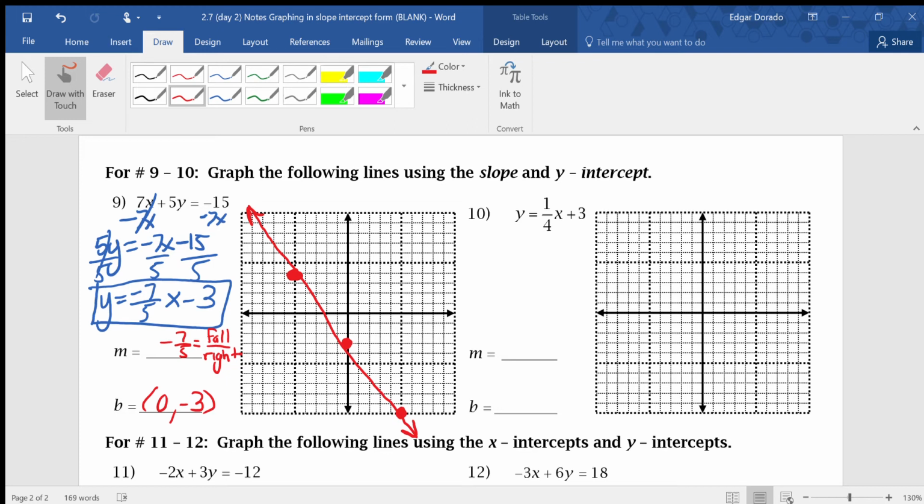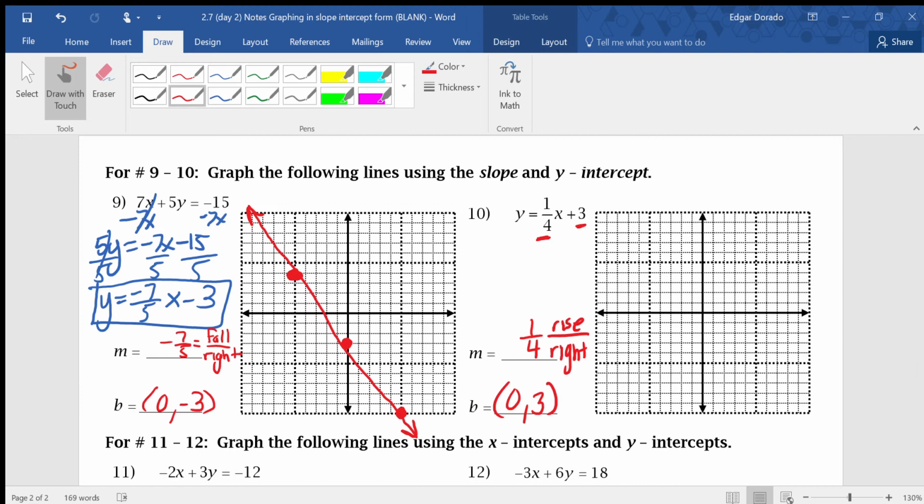Okay, next one. Well, right off the bat, I can already see my slope and my y-intercept, so I don't even have to do any work here. I'm just going to go ahead and draw it. So 1/4 and 0 comma 3. This positive 1 tells me I have to go up, so I have to rise 1 and run to the right 3. I'm sorry, 4. So rise 1 and right 4.